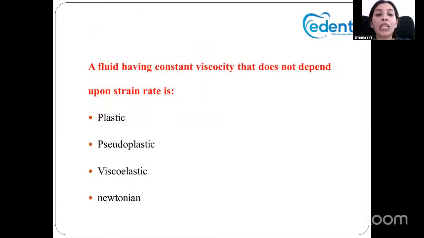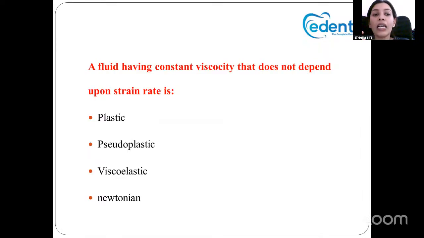Next question. A fluid having constant viscosity that does not depend upon the strain rate is. So we know that there are various fluid types with various characteristics. Here it is given that it does not depend upon the strain rate, meaning there is something proportional taking place. If stress is applied, strain follows.